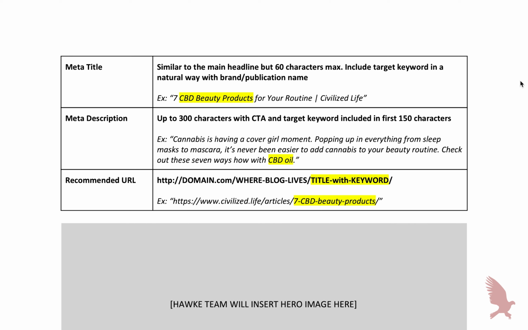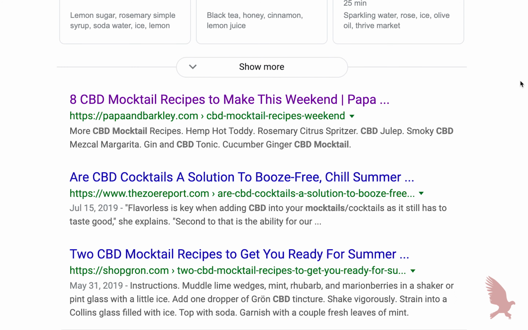Let's take a look at an example. You can see how the completed meta table in this Papa and Barkley piece translates directly into that #1 position on Google.